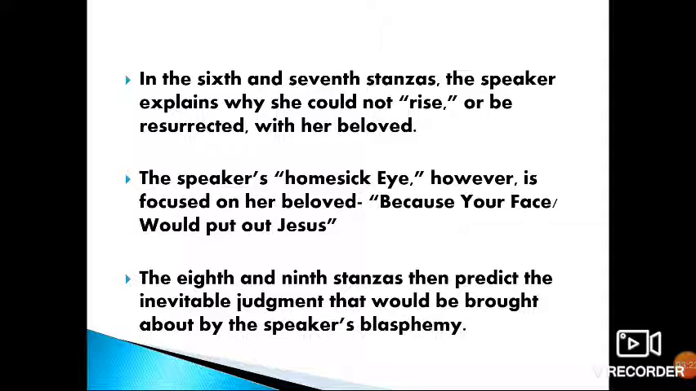Now in the 8th and 9th stanzas, the poem predicts the inevitable judgment that would be brought about by the speaker's blasphemy. Here we see that the speaker's only defense, however, is reiteration of her blasphemy. Her beloved saturated that sight so completely that she could no longer see what is happening in the world. The lines which convey this are, had no more eyes for sordid excellence, such as God's paradise. She explains this through these lines in the poem that we have already seen.